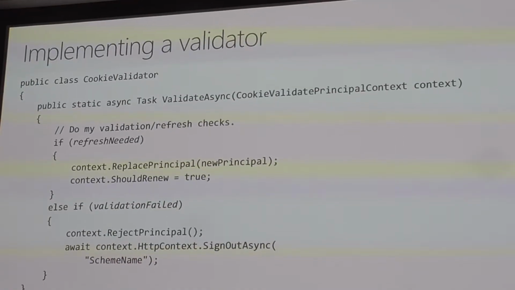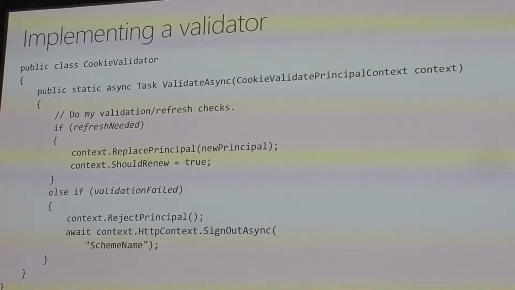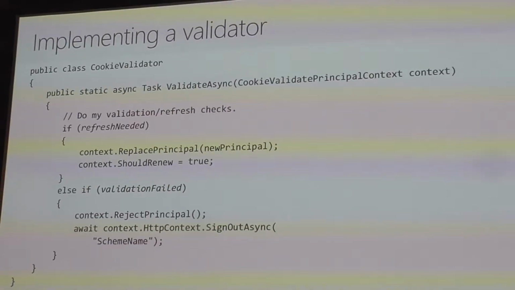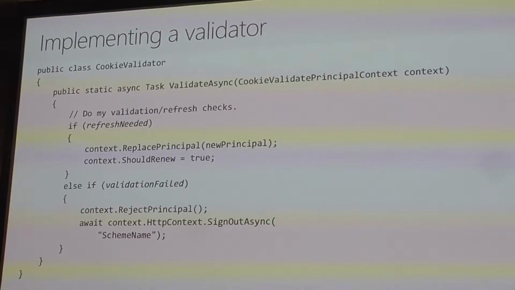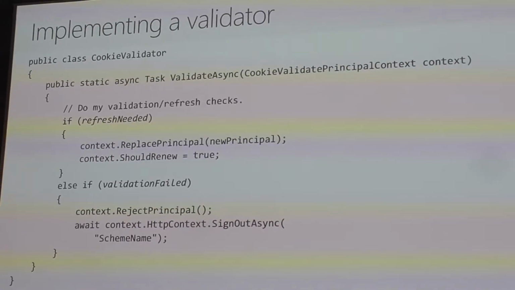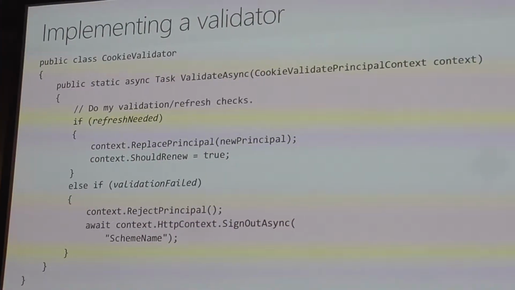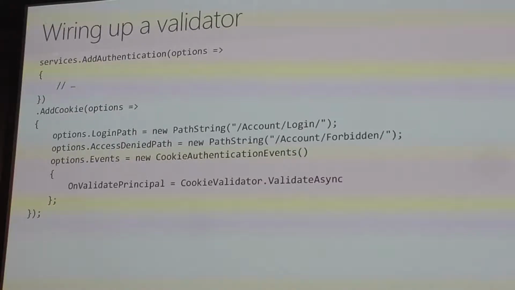You just implement a static function with that signature. You run off to do whatever you want to do inside your database, and if you want to refresh, you call context.ReplacePrincipal with the new one, and set ShouldRenew to true. If you want to reject it, you call RejectPrincipal, and then you call SignOut on whatever your cookie scheme name is going to be. And then you wire it up in the events for cookie authentication events, of which there are many, but the one that you want is OnValidatePrincipal. Point it to your static function, and away you go.